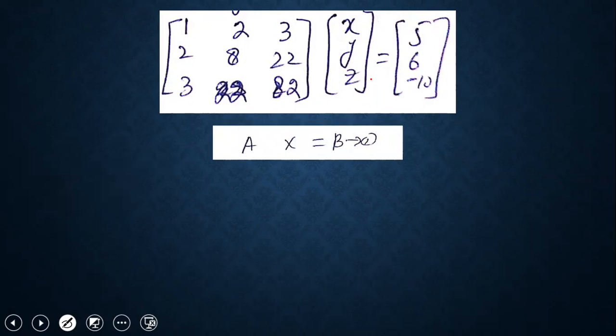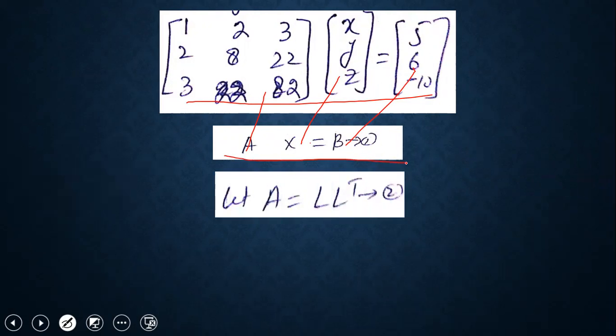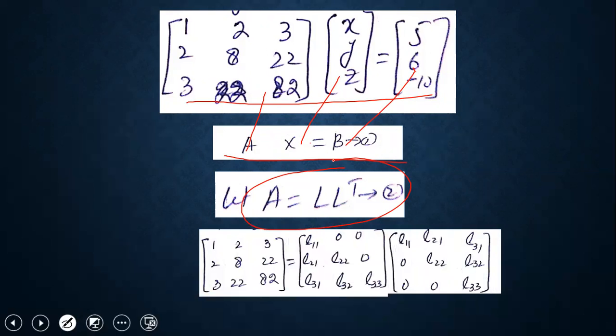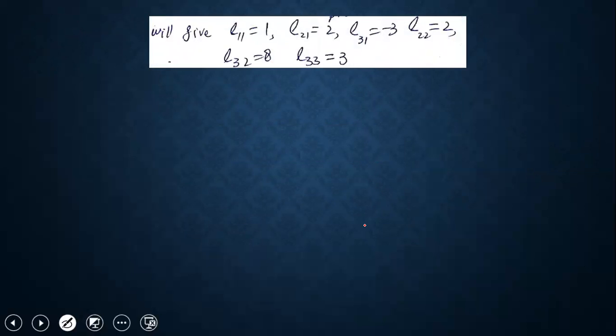So as you know, this is A, that is X, and that is B. So this is AX is equals to B system. And as I have discussed earlier, matrix A is equals to the product of the lower triangular matrix and its transpose. So just replace, as we know that A is this one, L is this one, L transpose is this one. Now take its product. By taking its product, we will get these values of L11, L21, L22, L31, L32, L33.